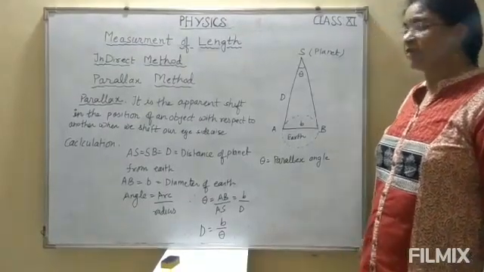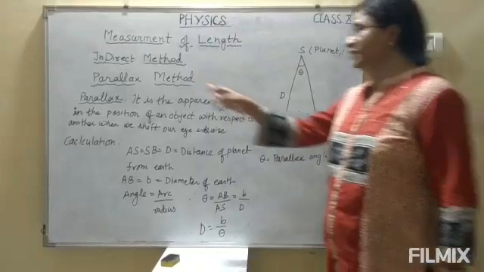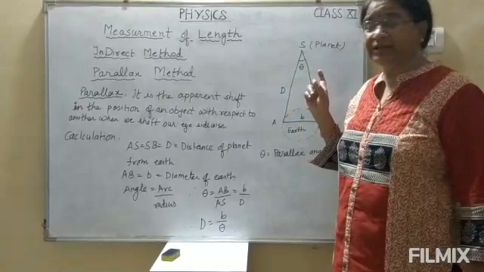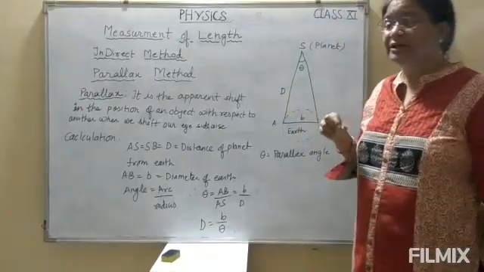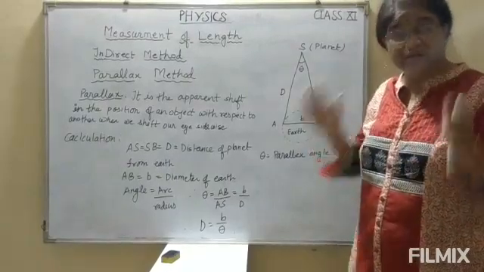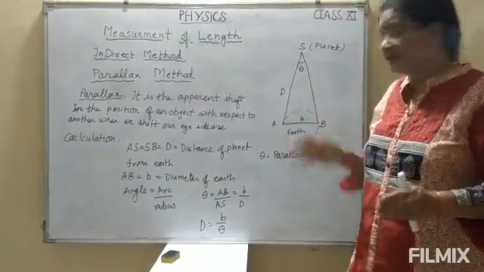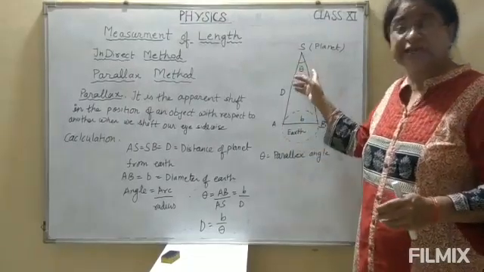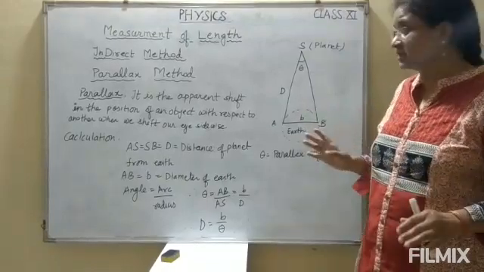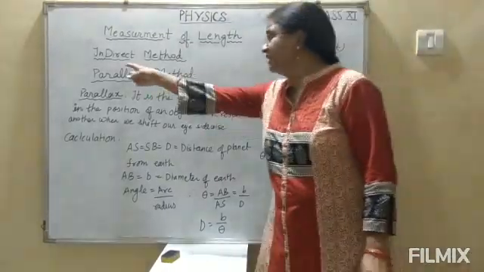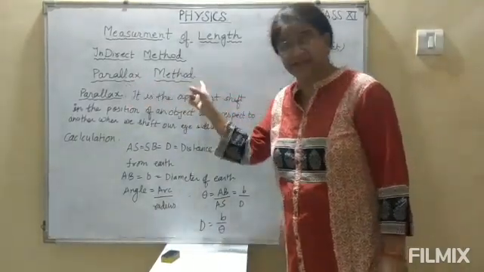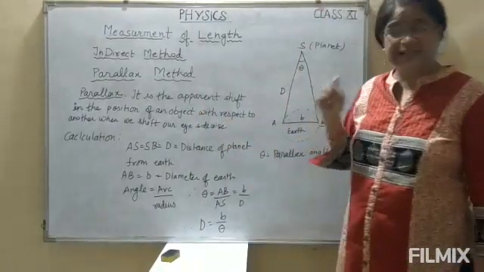My dear students, now we will come to the indirect method for the measurement of length. Why do we use the indirect method? By sitting here on earth, we can measure the size of a planet. We can measure the distance of any planet, the sun, or any star from the earth. So, for understanding the indirect method, we will see the parallax method. So, what is the parallax method?